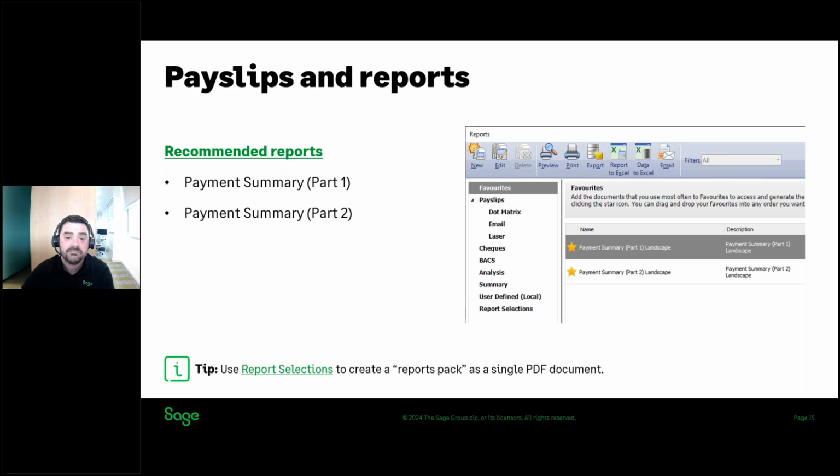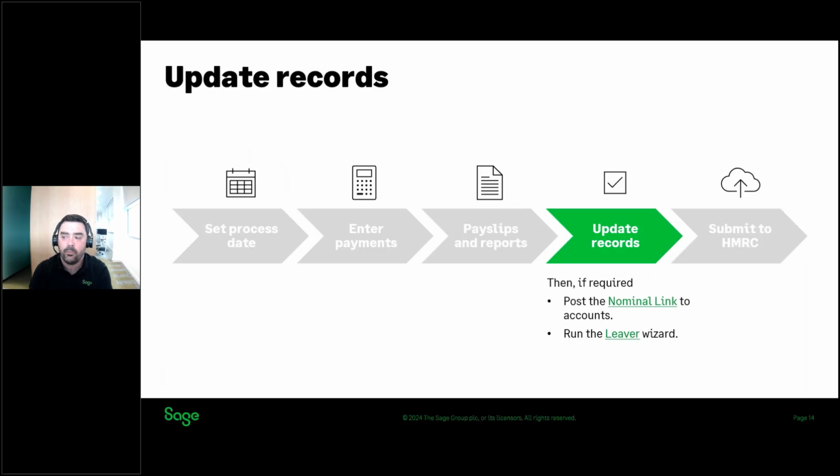And once you're happy with all the information on your payslips and reports, your next step will be to update the records. So this, in effect, closes the payroll period. It will add the current pay values to the year-to-dates, and it will create a historical entry for that pay date. Once you've updated, you can then post the nominal link to accounts if you set that up, and that will post salary journal transactions into Sage 50 accounts.